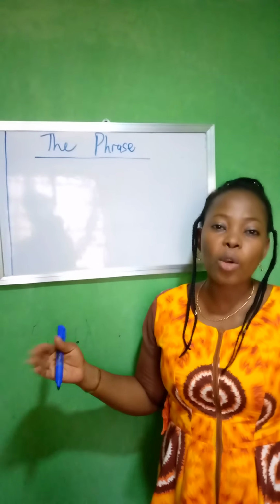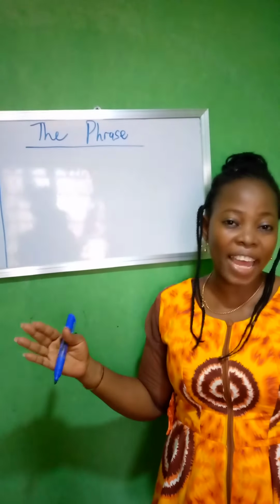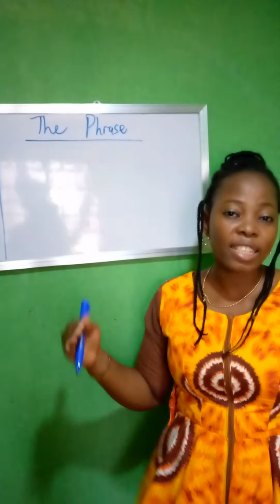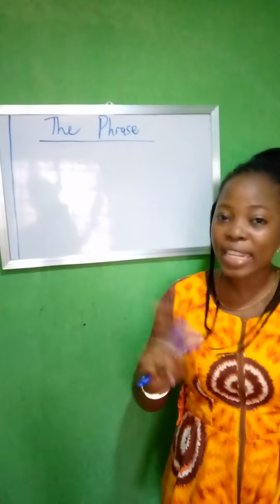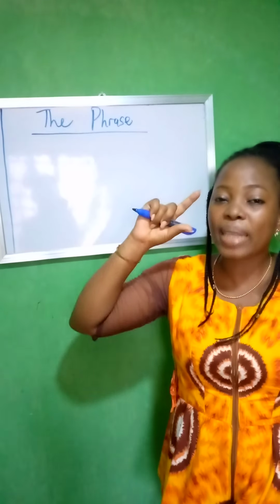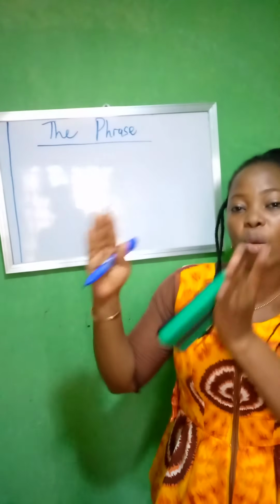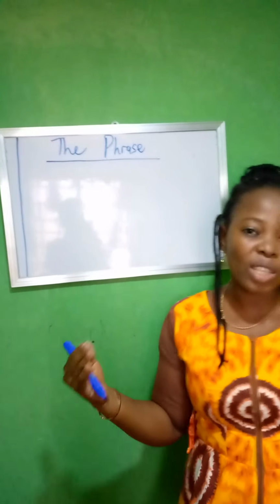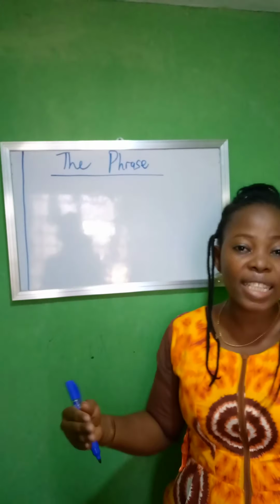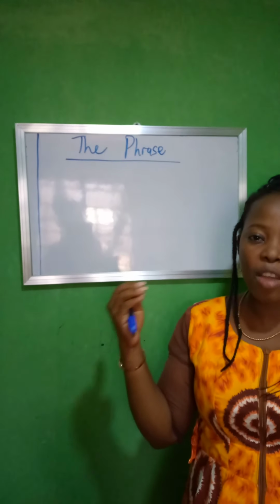A phrase is a group of words that forms part of a sentence. What that means is that it is never a sentence. It is not a complete sentence that makes a complete sense or thought. It is a group of words. Also, it is a group of words that comes without a finite verb.